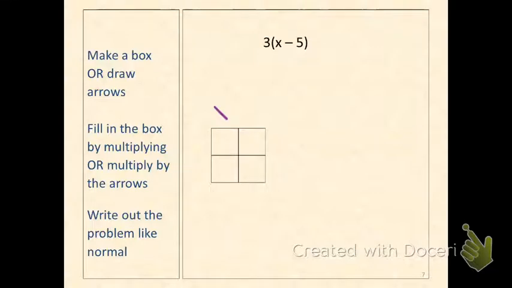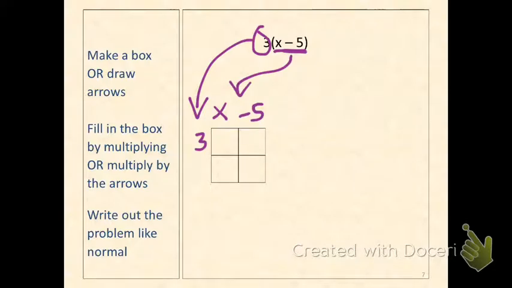So, once you have your box, if you're going to do it the box way, you're going to have to go like this and go like this. All I did is I took this 3, I put it here on the box, I took the x minus 5 and I put it down there. Now it says you're going to fill in the box by multiplying. Well, 3 times x, that's easy. That's 3x. Well, what is 3 times negative 5? Well, 3 times 5 is 15. A negative times a positive is a negative.